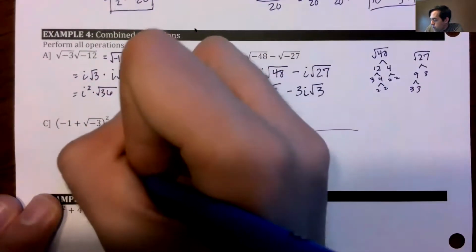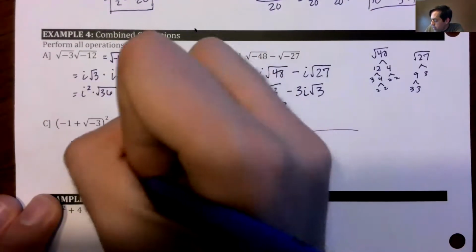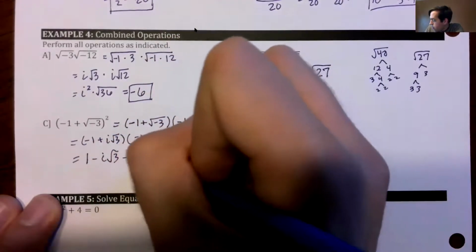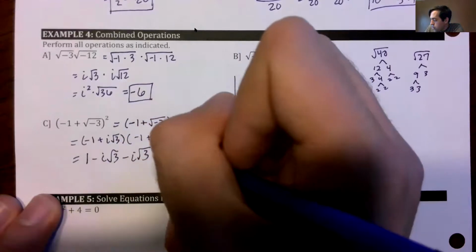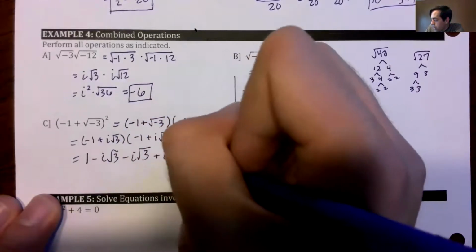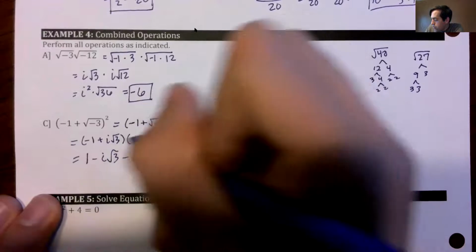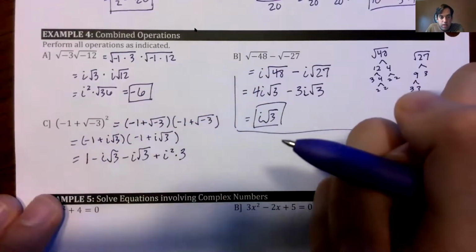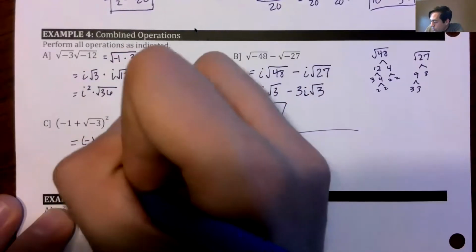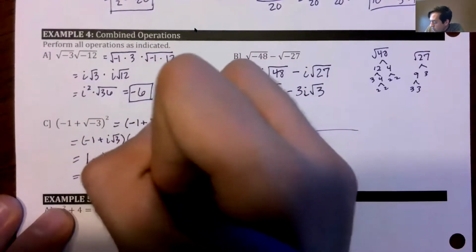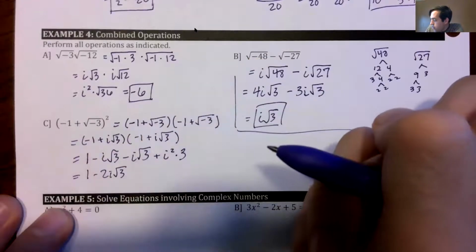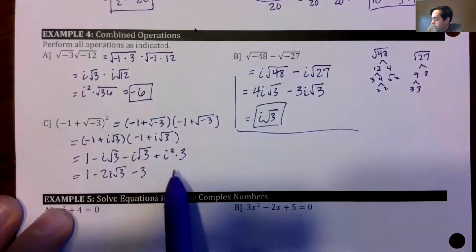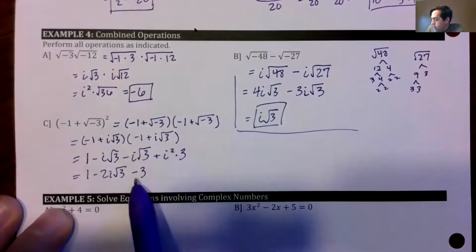So we have -1 times -1 is 1, negative minus i root 3 minus i root 3. Okay, then we have plus i squared times root 3 times root 3, which is 3, because the square root of 9 is 3. So now we have 1 minus 2 i root 3's minus 3, right? Because i squared is -1, so it's minus 3.